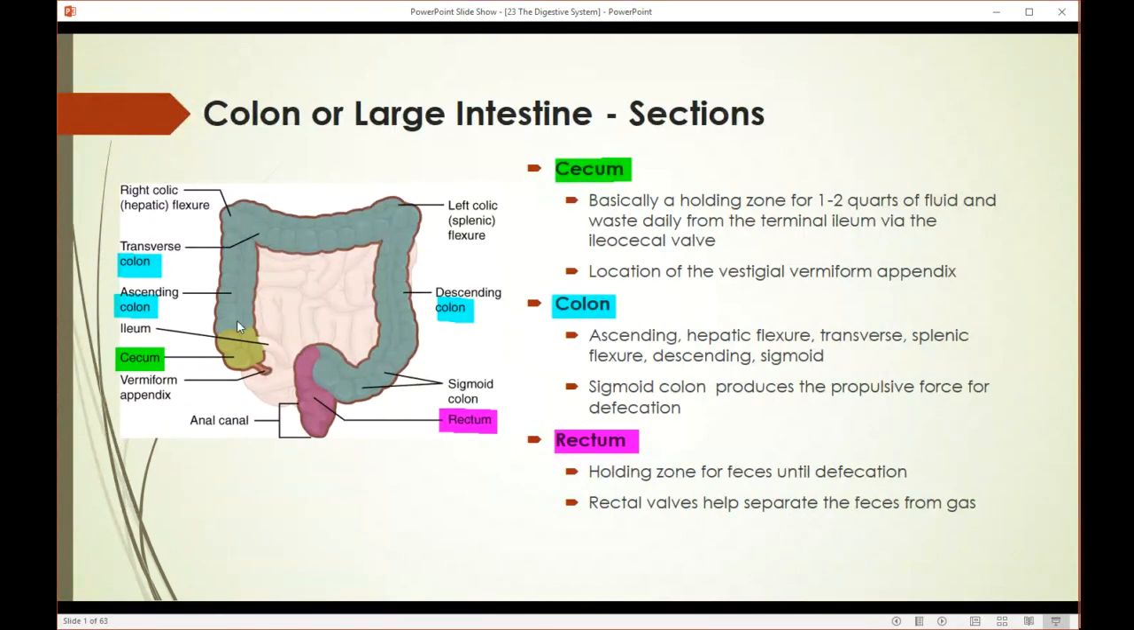Then we have the colon. So there's the ascending colon, the hepatic flexure, the transverse colon, the splenic flexure, the descending colon, and then the sigmoid colon.